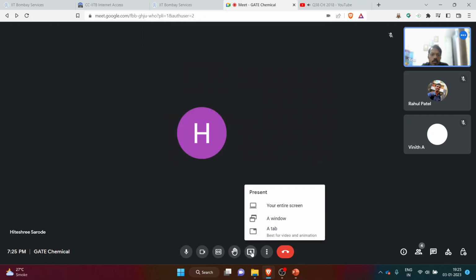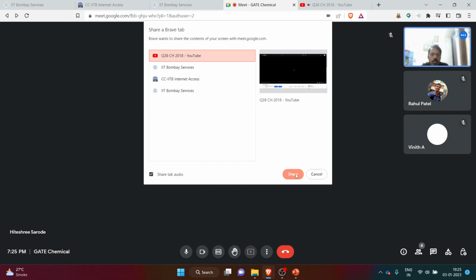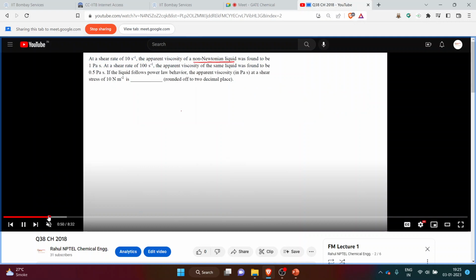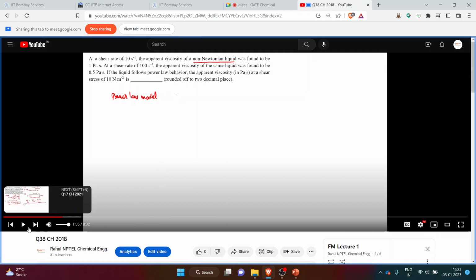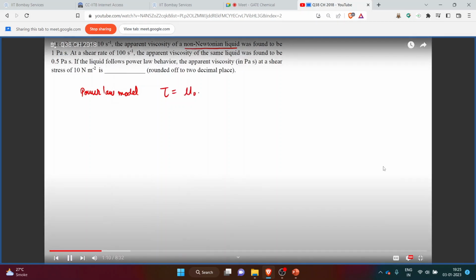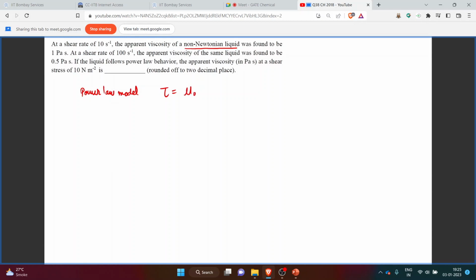We are solving question number 38 of the GATE 2018 Chemical Engineering paper. The shear stress, that is tau, will be equal to apparent viscosity times dvx upon dvy, that is, apparent viscosity times strain rate. And the apparent viscosity, we can write as mu naught times (dvx upon dvy) raised to n minus 1, times dvx upon dvy.